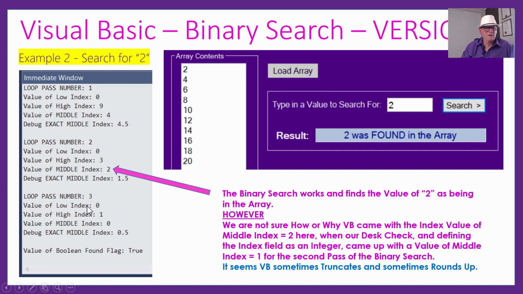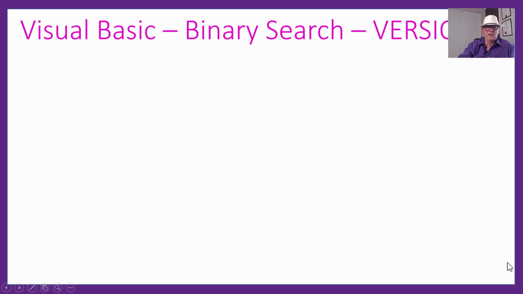See, here we had low index on pass number 3 of 0, high index of 1. Add 0 plus 1 together and divide by 2, you get 0.5 as your exact answer, and it's okay there. It's taken off the 0.5 and put it to 0. It didn't try and round it up to 1. So yeah, that's what it's done, and that's what we see. And it gets there okay and finds our number 2, just like it did when we did the manual tracing.